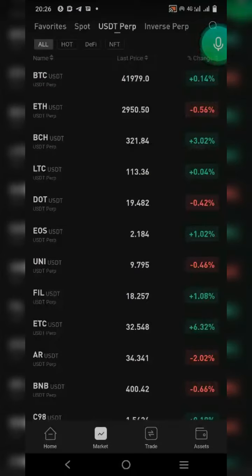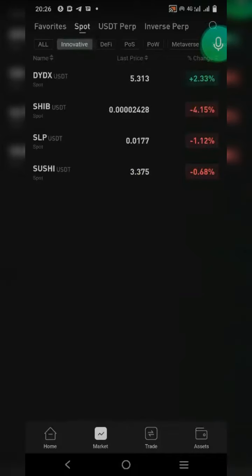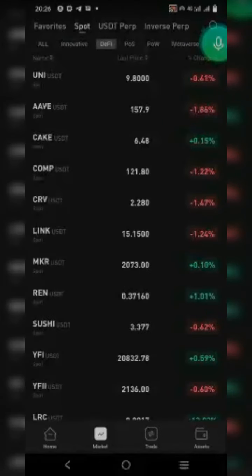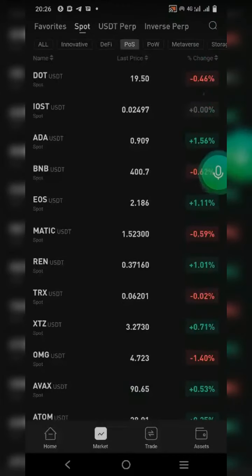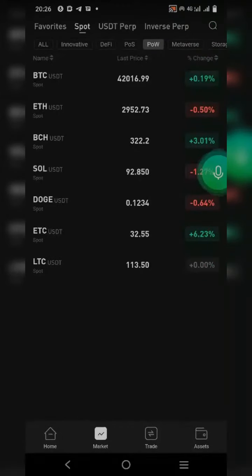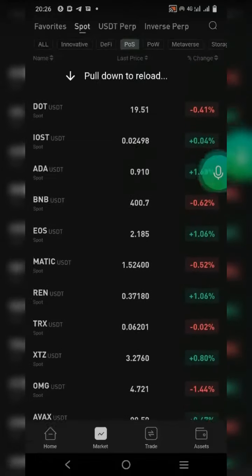I was done also with the markets. On the market, there are categories where you see all the coins on spots, innovative cryptocurrencies. We have DeFi. We have proof of stake blockchain, where you understand what that means when you go down to types of blockchain. We have proof of work blockchains. This tells you these are coins that are running on the algorithm of proof of work. These are coins that are running on the algorithm of proof of stake.